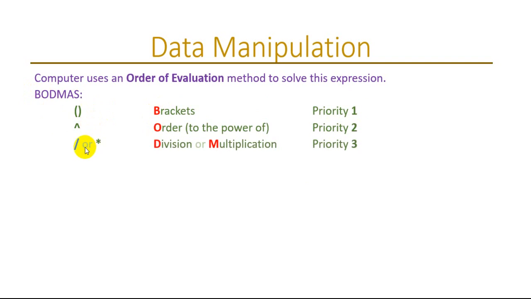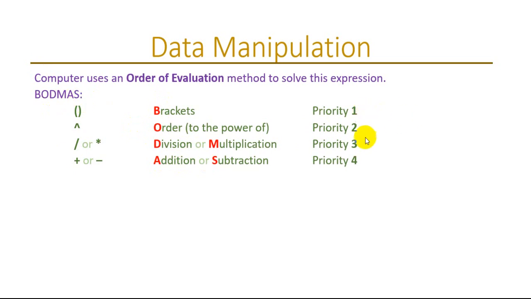Third priority level is division or multiplication. They are at the same level, third priority level. Division D, multiplication M. So BODM. Then we have addition or subtraction, A and S. So BODMAS. That's how you find this.